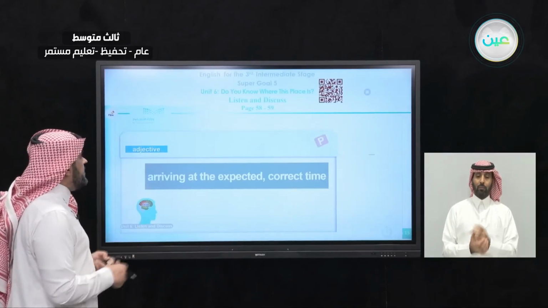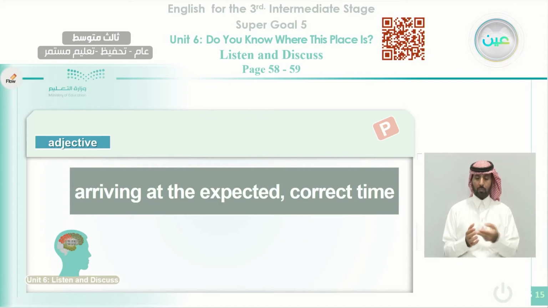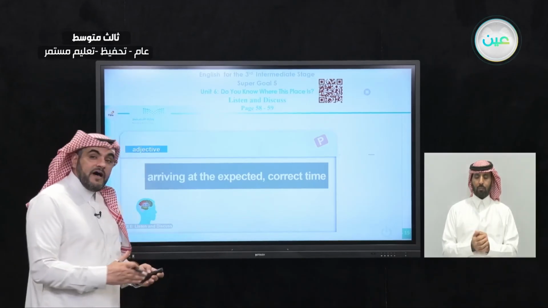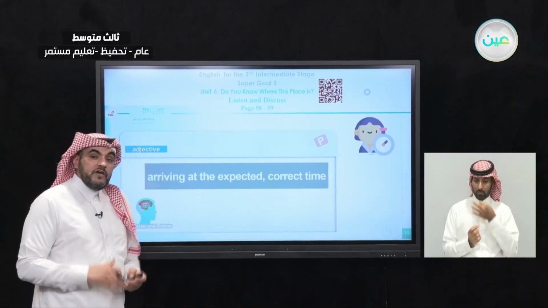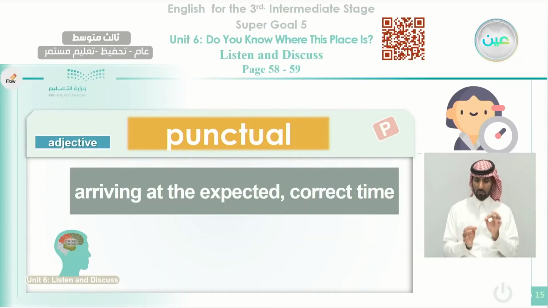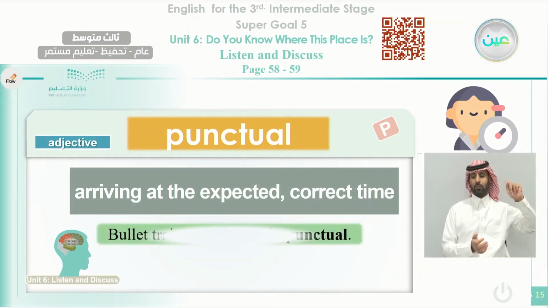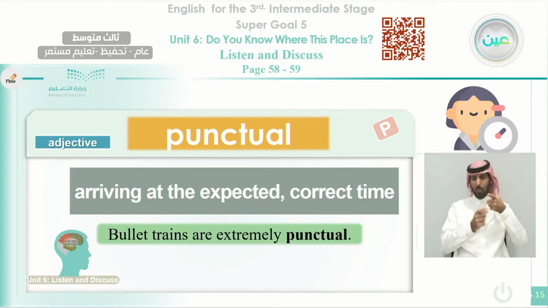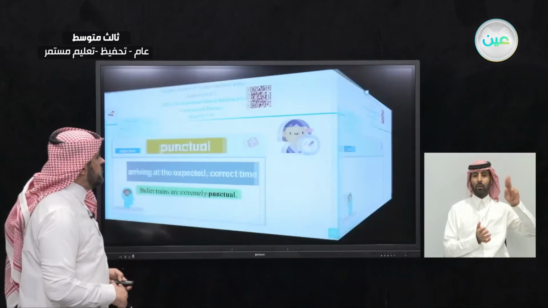We talk about another adjective starting with P, arriving at the expected or correct time. When you arrive at the expected time or the right time, how can we describe you? If you commit to time, we can call you punctual. A punctual person respects time, comes on time and leaves on time. Bullet trains, which are very fast, are extremely punctual. Punctual means arriving on time and leaving on time.